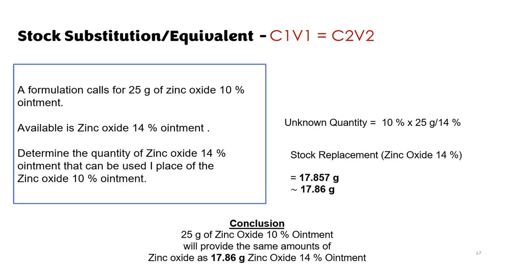C1V1 C2V2, or C1Q1 C2Q2, quantity, volume, same difference, right? You can figure out how much of the 14% will carry the drug that you needed. So the first thing you need to do is figure out how much drug is in the 25 grams of 10% ointment and match it with a quantity of the 14% ointment that will carry the same amount of drug. You're substituting one stock for another.